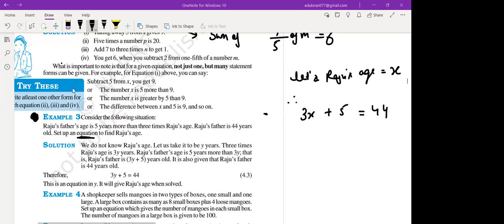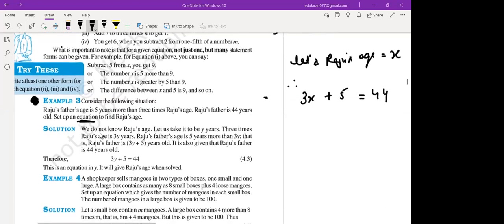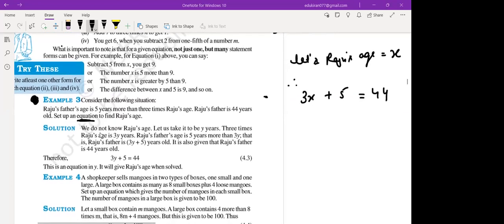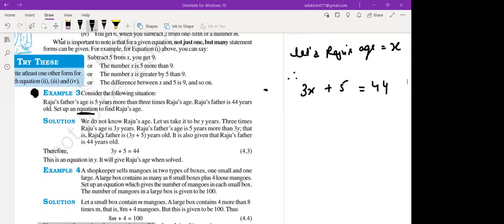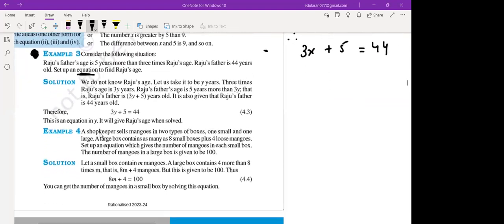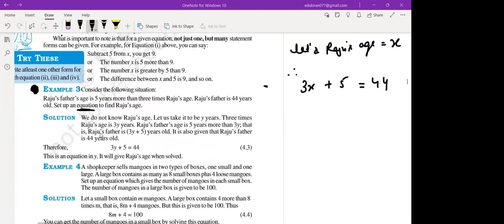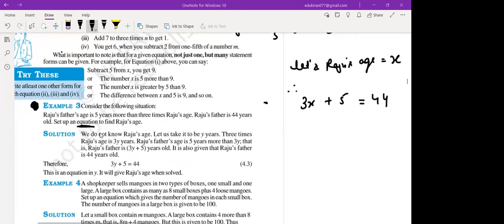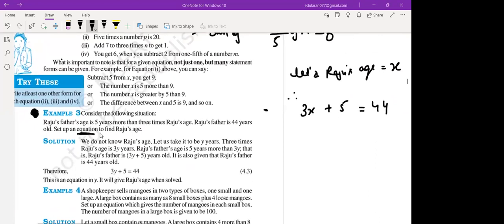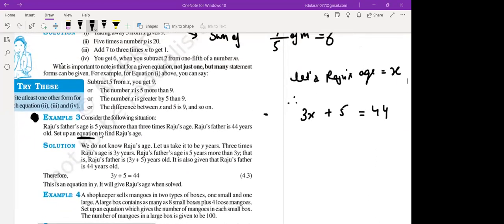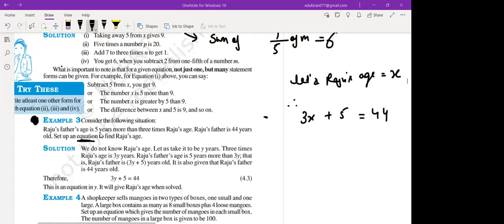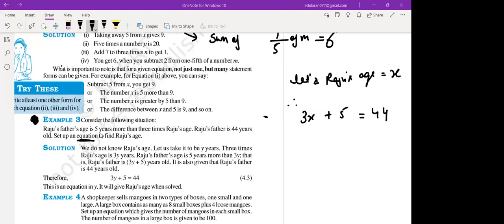Okay, so I hope everyone is done. We should discuss the answer. Ma'am, I did 8x plus 4 is equal to 100. Okay, very good. What about others? Ma'am, I did 100 equals 8x plus 4.